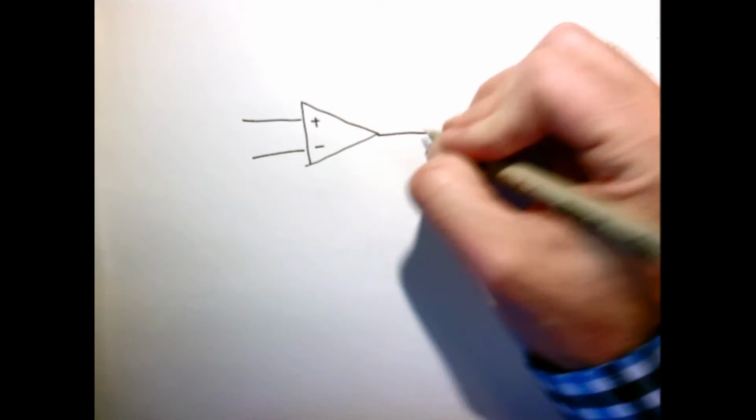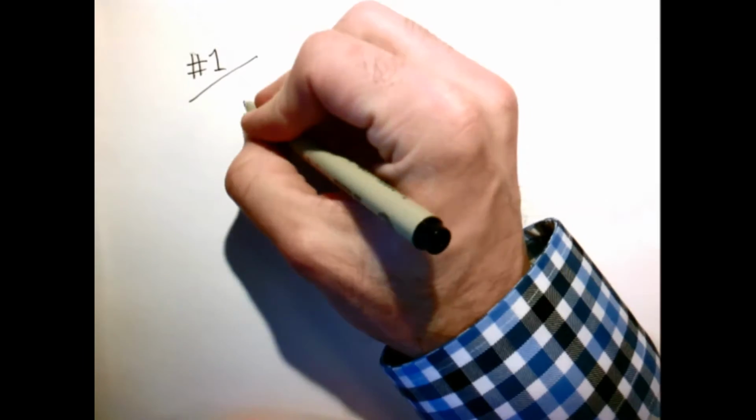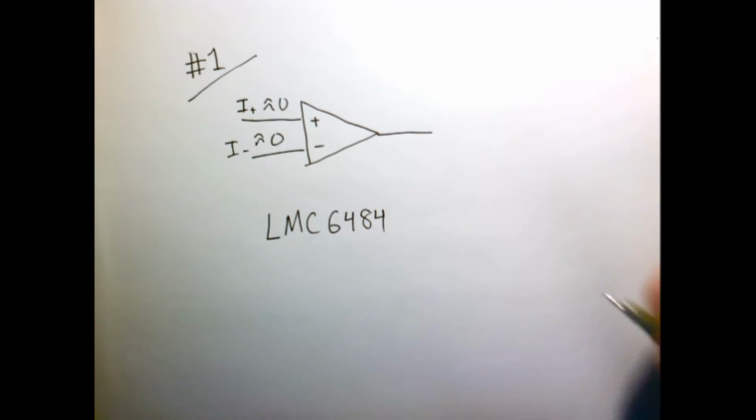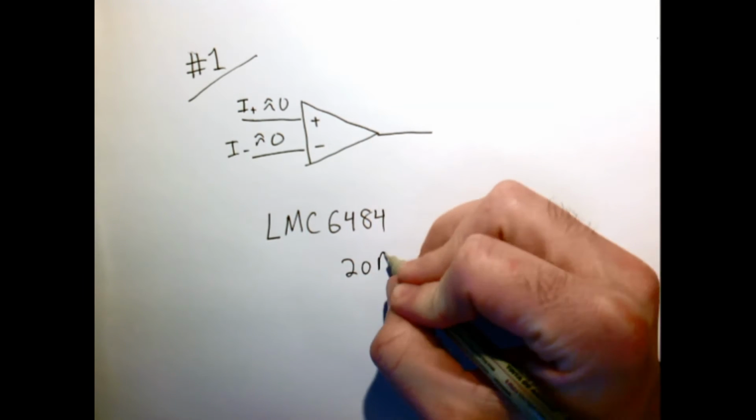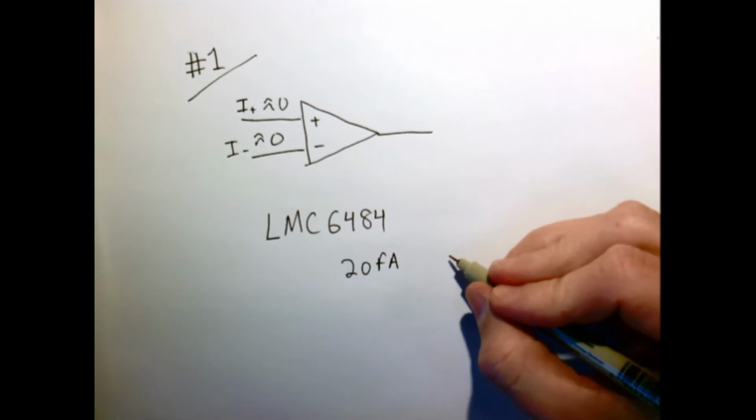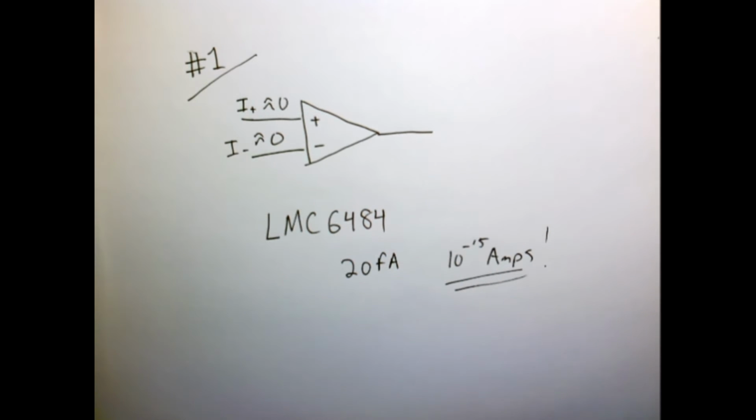The first function that we should be familiar with is that the op-amp is designed so the current on the positive and the negative inputs is basically 0. I say about 0 because maybe it's not identically 0, but it's really close to 0. The particular brand we'll use is the LMC6484. If you look on the specification sheet, you'll see that I plus or I minus might be about 20 femtoamps, which is 10 to the minus 15 amps, which is really small.